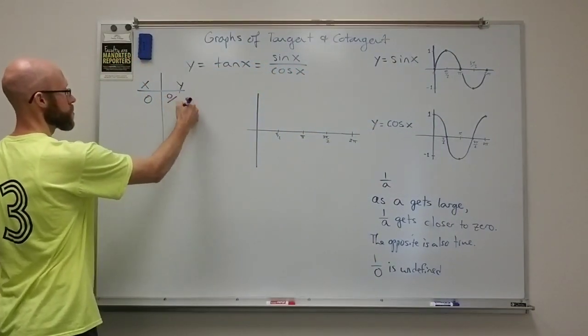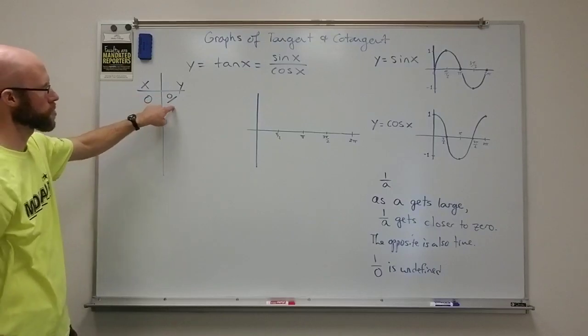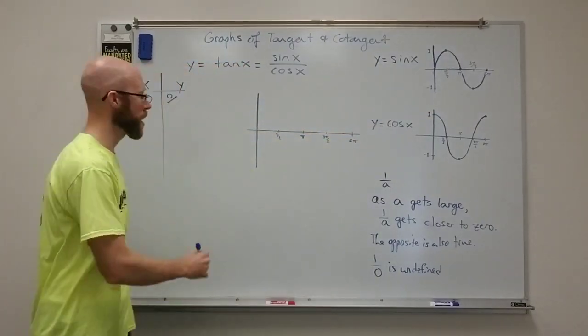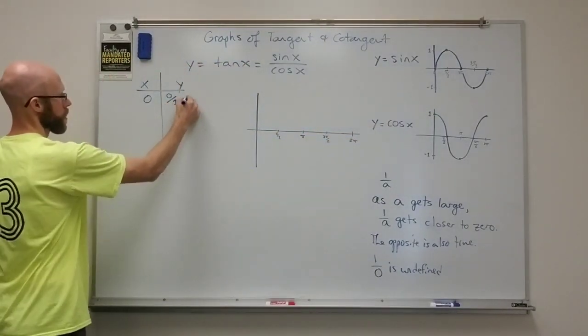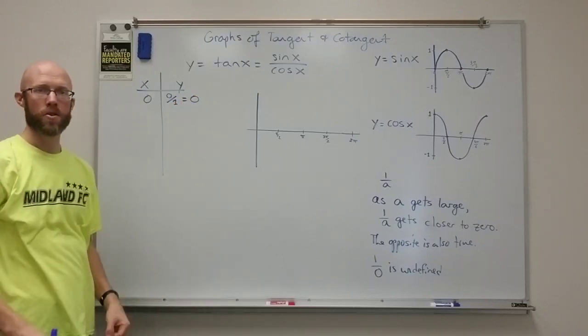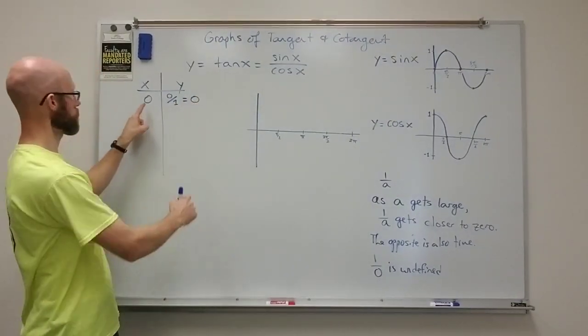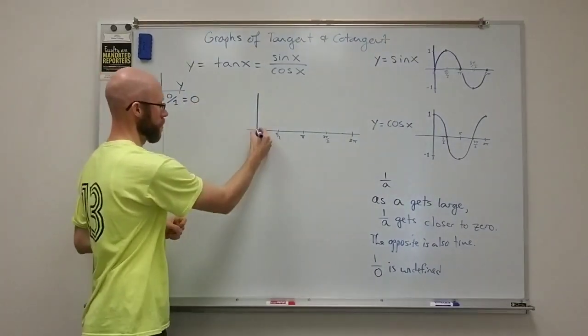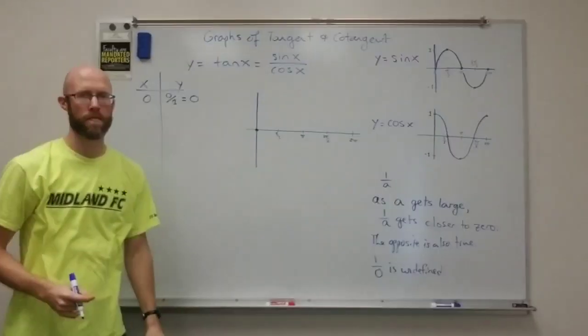So sine is 0, so I'll put that on top. And the cosine is 1, I'll put that on the bottom. Well, that equals 0. So that tells us the tangent must have a point at 0, 0. Okay?